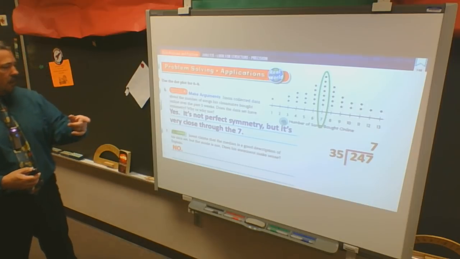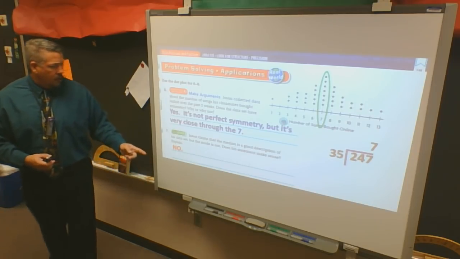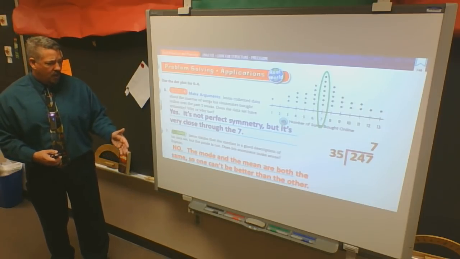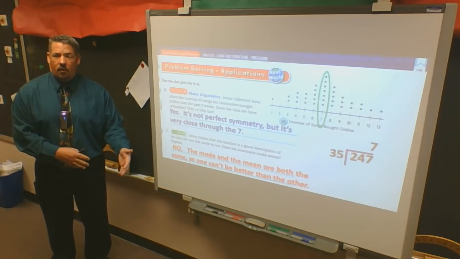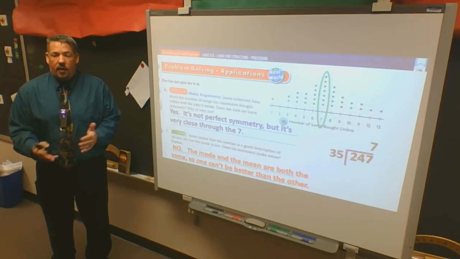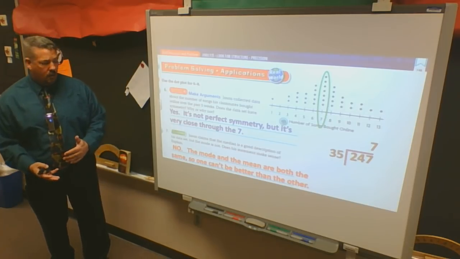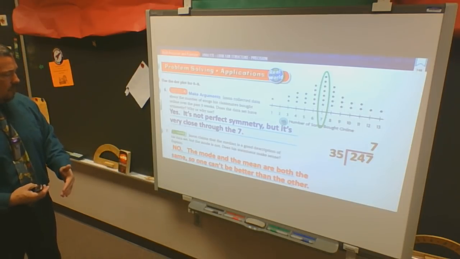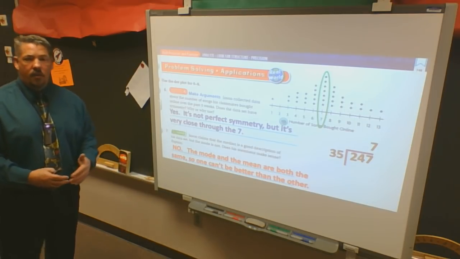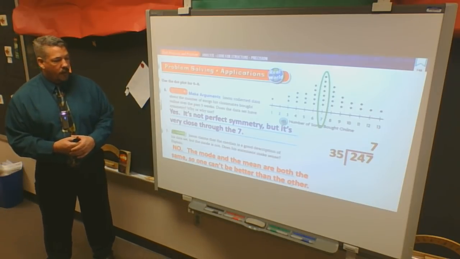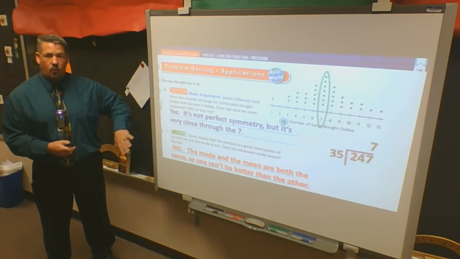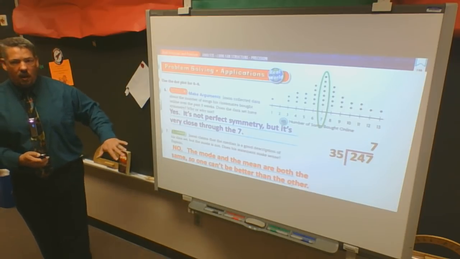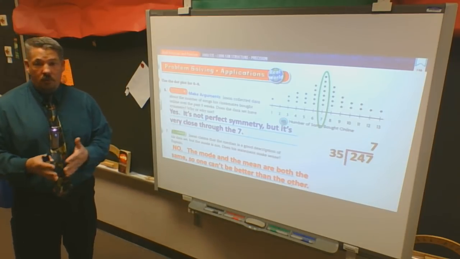Ignore that because I found the mean and it's actually the median. So no, that's not a good statement at all because the median and the mode are the exact same number. And if it's the exact same number, one can't be better than the other. So what I actually wrote was no, the mode and the median are both the same, so one can't be better than the other, which is basically what I just said. So make sure you have those written down so we're understanding what we're talking about. It's not a good comparison saying that one number is better than the other when they're the exact same number.